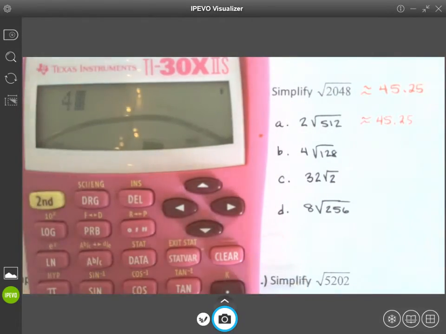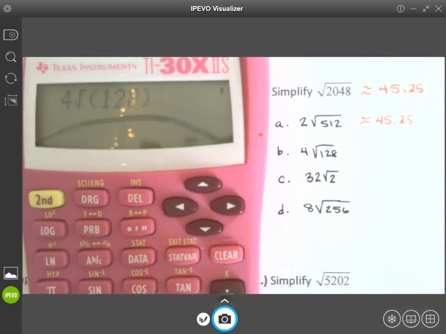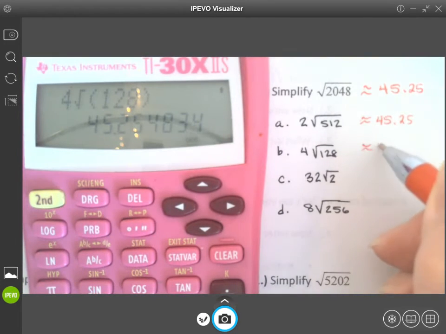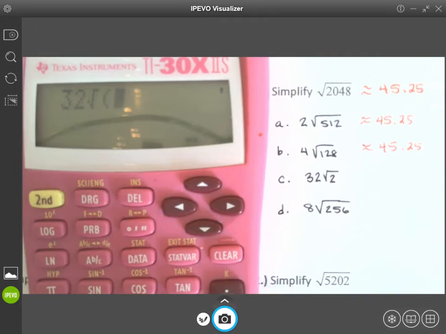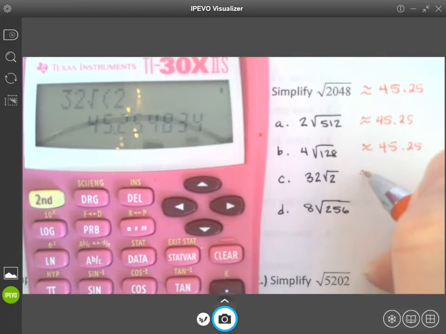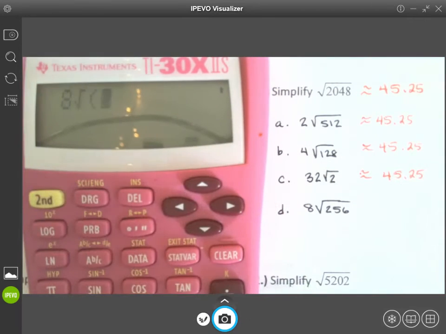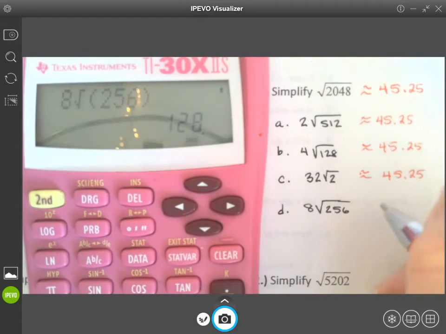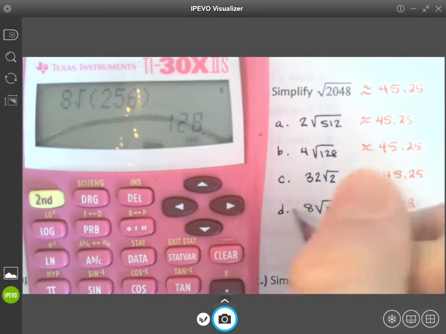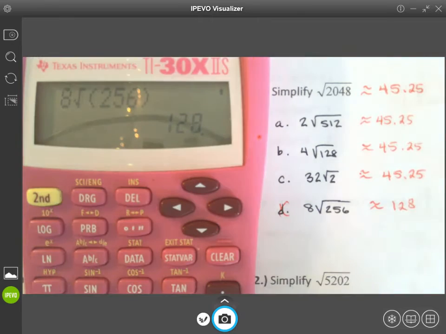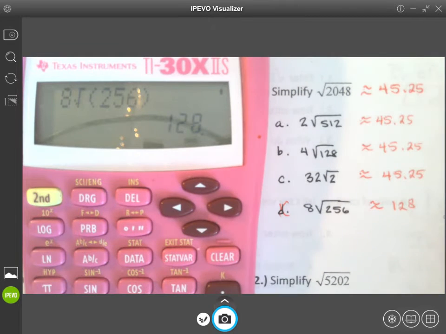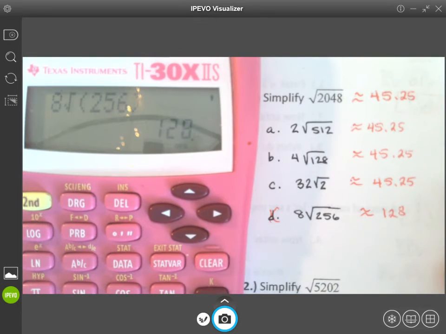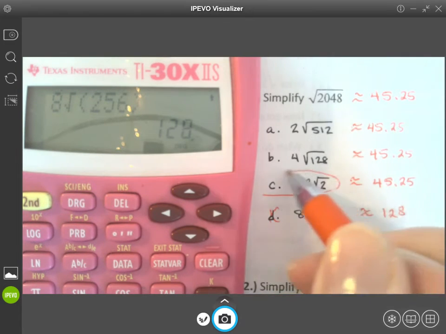All right, let's do 4 square root of 128. Oh no. So do you see that we would be wrong if we would pick one of these two until we try everything? Ooh, guys. Same thing here. How about the last one? So this is the only one we could throw out. Do we agree? So which answer is the best? C is the best. Why is C the best?